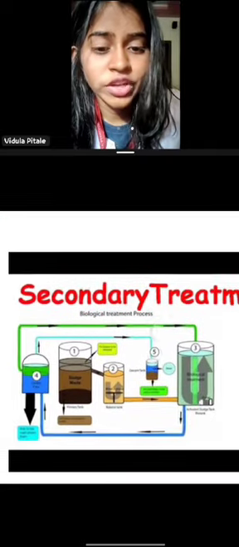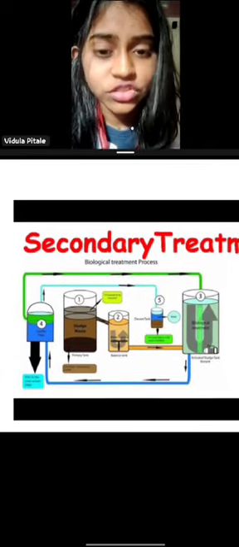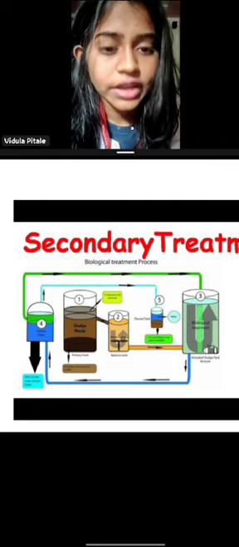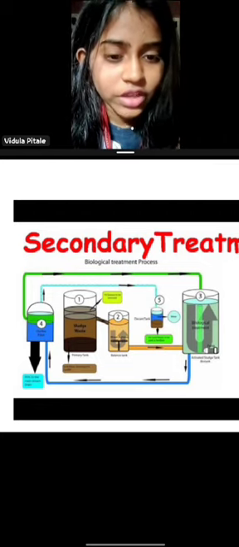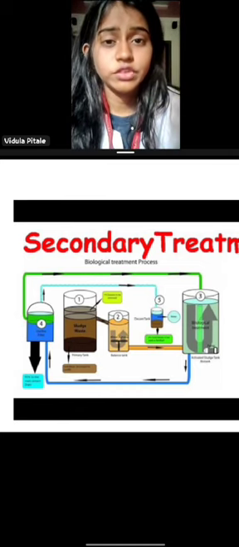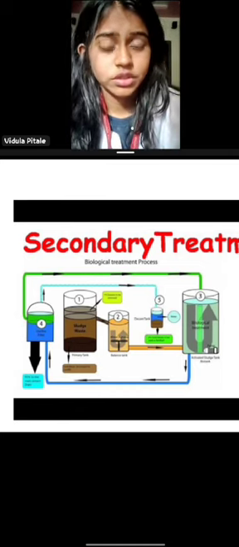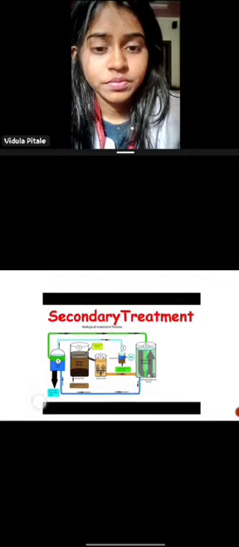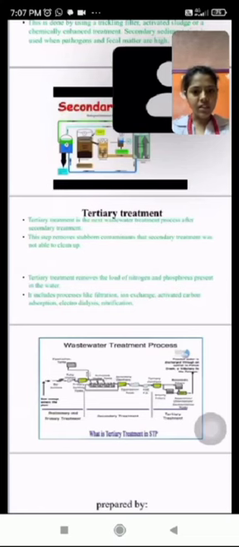Secondary treatment includes various processes and various tanks such as the chamber tank, primary tank, balance tank, and activated sludge tank. In these tanks, the process of treating sewage water occurs, and then the partially cleaned sewage water is discharged.